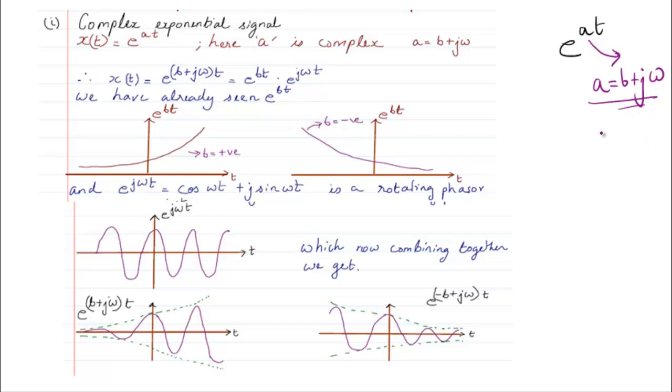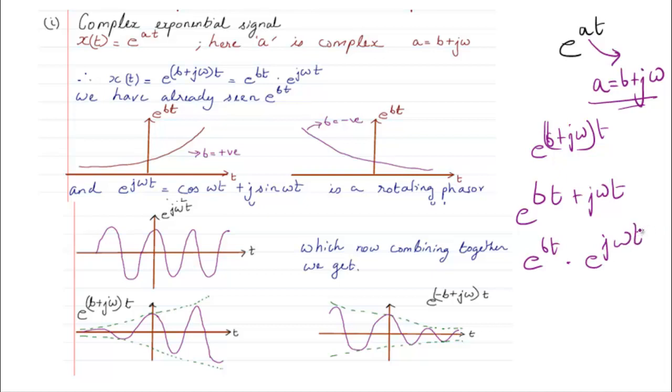Because it can be split up like this, we can write e raised to power (b plus j omega) t, which gets split up into e raised to power bt plus j omega t, which we can split apart as e raised to power bt times e raised to power j omega t. Now what you can see here is b is real, whereas j omega is imaginary.